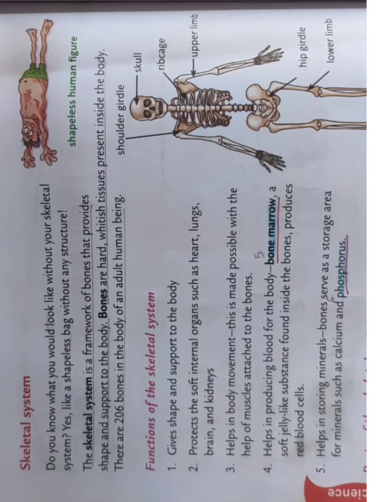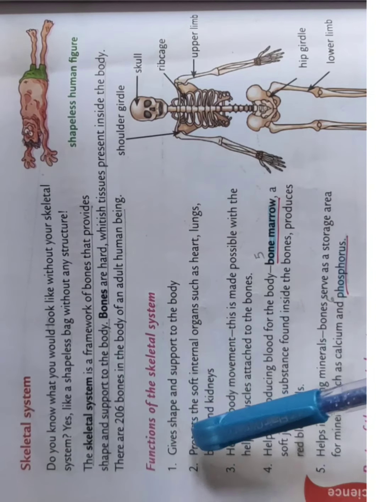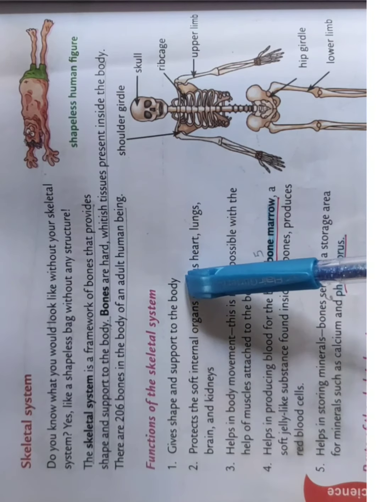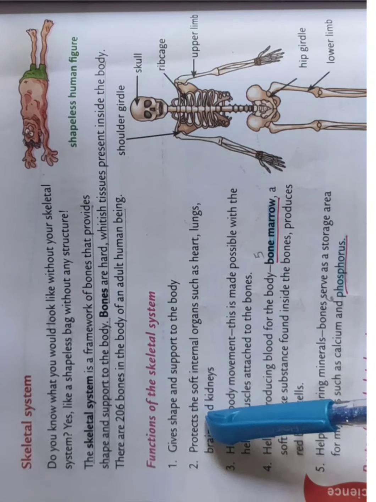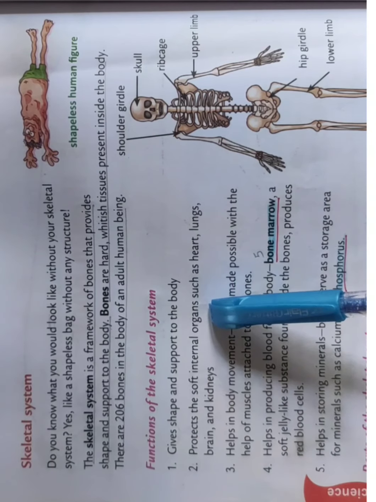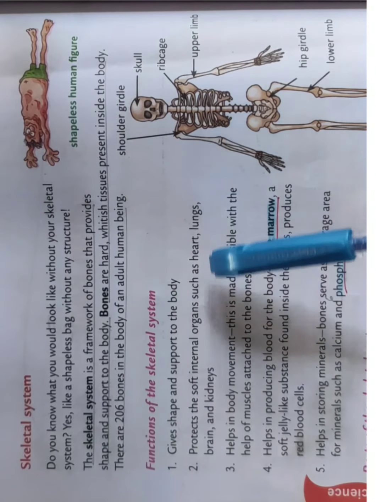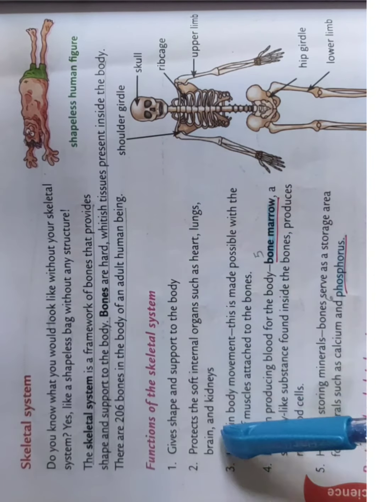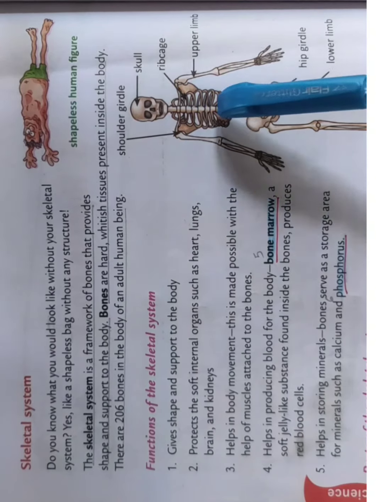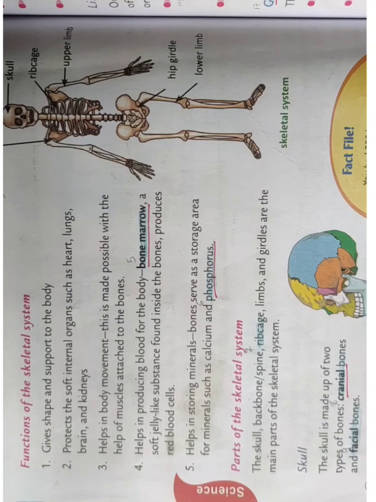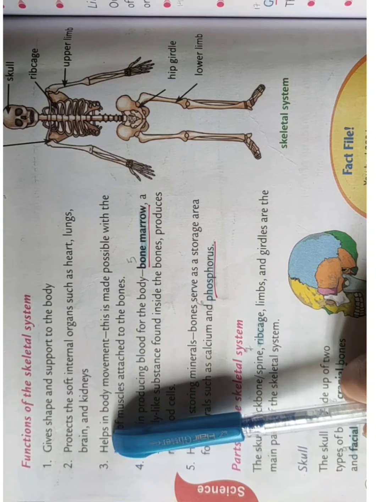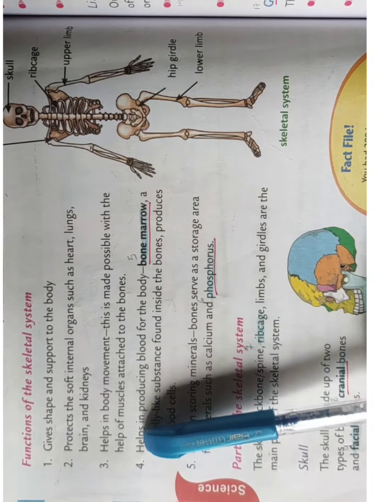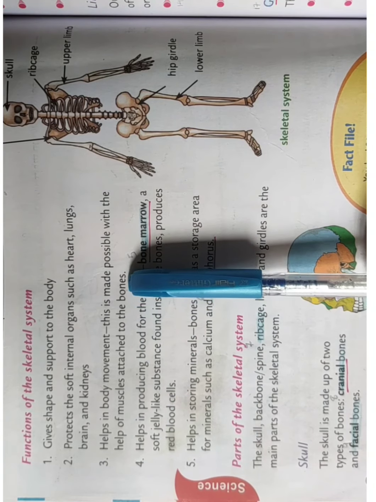Now let us study the functions of the skeletal system. Number 1. It gives shape and support to the body. 2. Protects the soft internal organs such as heart, lungs, brain, and kidneys. So these heart, lungs, brain, and kidneys are inside our bones. Our bones protect us. 3. Helps in body movement. This is made possible with the help of muscles attached to the bones.